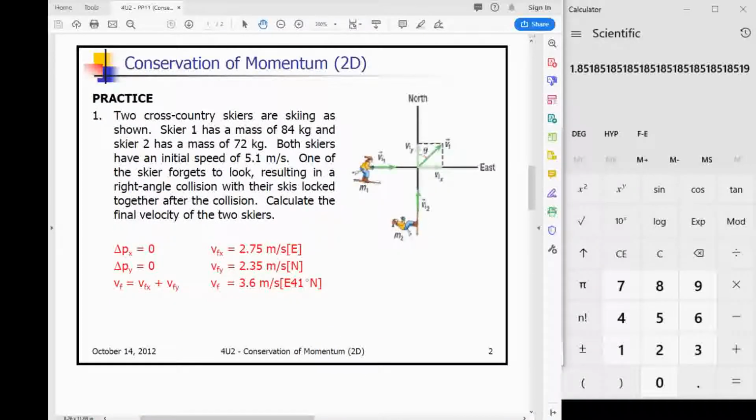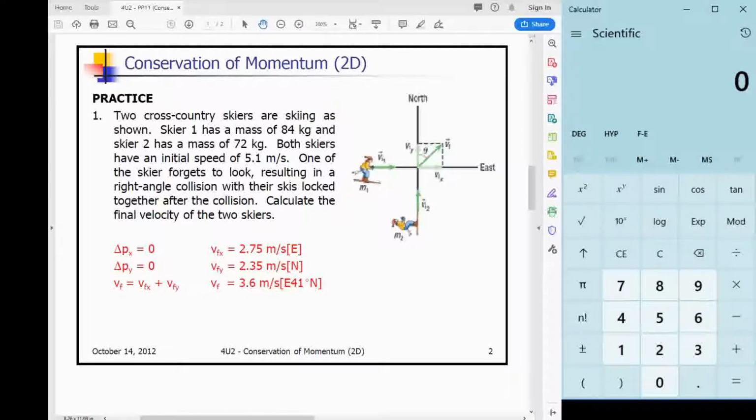This is an example actually from your textbook. So because your textbook goes through this, I won't go through this problem, but I will talk about it a bit. So we have two cross-country skiers, and they're not paying attention to where they're going. One is going east, one is going directly north, and they hit each other. When they hit each other, they become entangled, and they can be treated as one mass, one object, and they have a final velocity at some angle in that northeast quadrant.